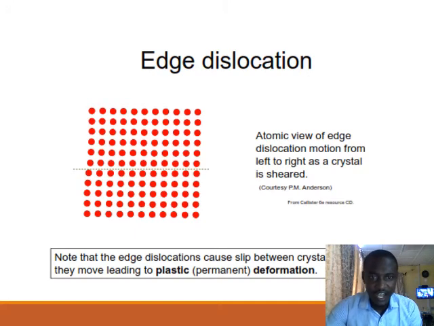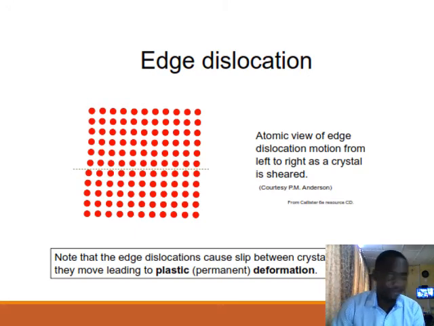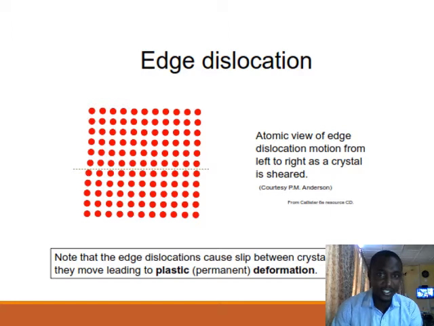So this is an example of an edge dislocation. When you have a dislocation such that there is a missing plane, or a mismatch there, you have an edge dislocation.